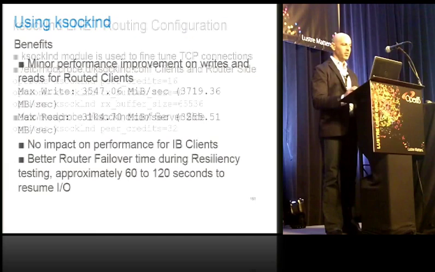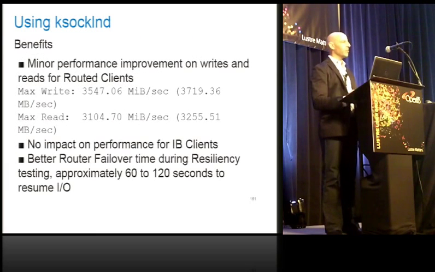Now what I did notice was a marginal increase in performance using the ksocklnd options for the Ethernet routed client side, about 100 megabytes per second on both reads and writes. The other thing that I also noticed was the failure time during a router failure and I/O resume. When I timed it by wall clock time, it seemed to be responding better to quickly resume I/O with these options in place than without these options in place.